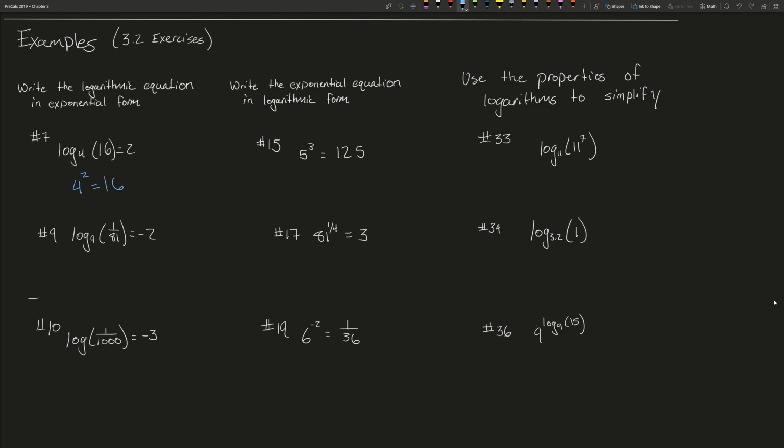Number 9 says log base 9 of 1 over 81 is equal to negative 2. This statement in exponential form will look like 9 to negative 2 is equal to 1 over 81. And then number 10 says log 1 over 1000 is equal to negative 3. So because there is no base, it is assumed to be 10. So we can rewrite this as 10 to the power of negative 3 is equal to 1 over 1000.